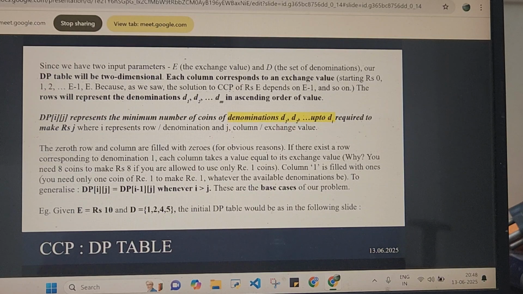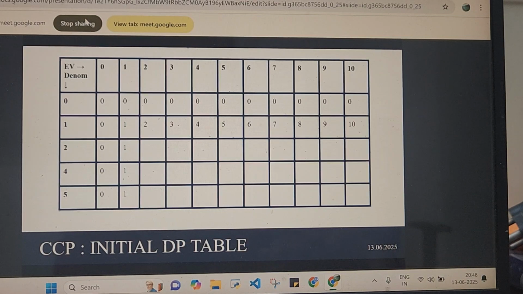Right, so we were looking at how the DP table is initially set up. Again, every column represents the exchange value, and why we start from 1, 2, 3, 4 and go all the way up to 10 is, like I said, the solution to 10 will depend in some way upon the solution to 9. That will again depend in some way upon the solution to 8 and so on and so forth, which is why we start from 0, 1, 2, 3 and go all the way up there.